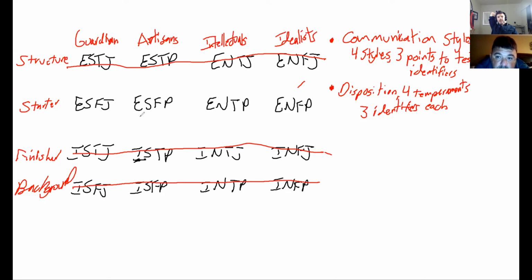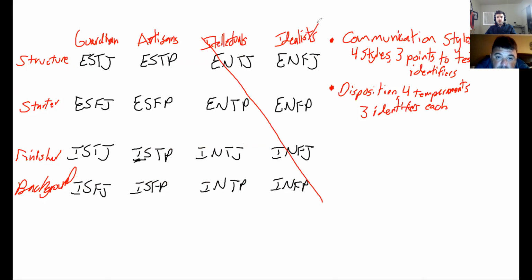And then you eliminate their disposition. Or you don't even have to do this. They're definitely not abstract, so you've just eliminated half the types just by that. They're not abstract, and I don't think they're systematic either. So you've just eliminated 12 types right there. And they're an artisan, right?